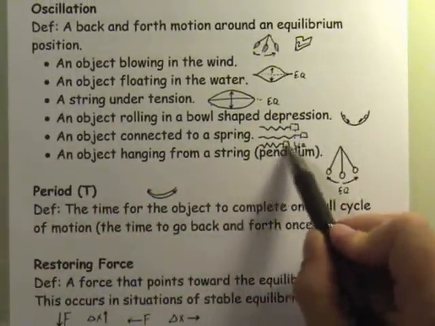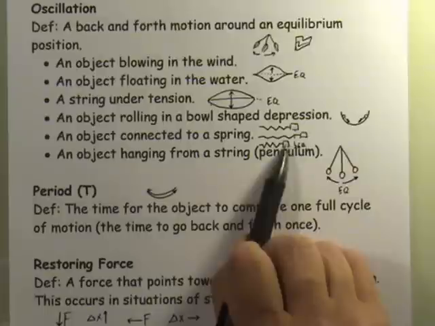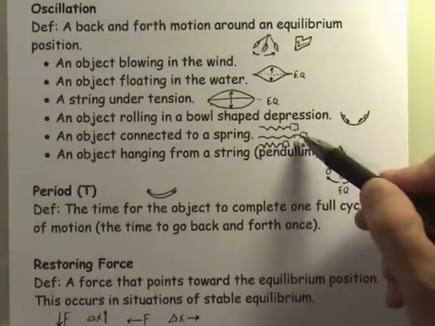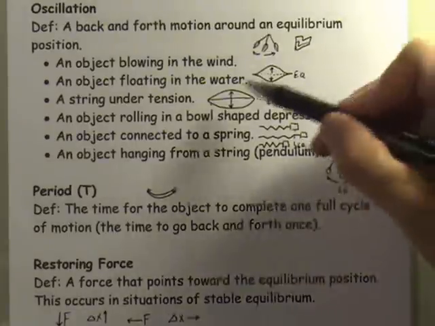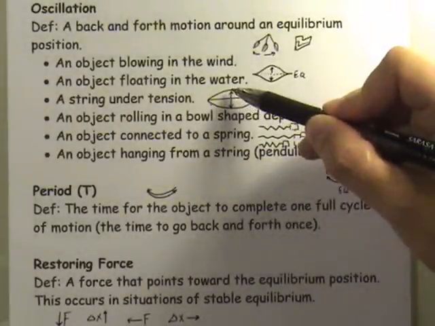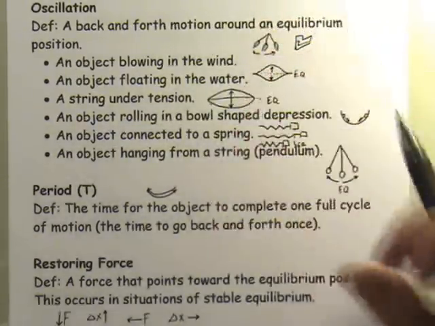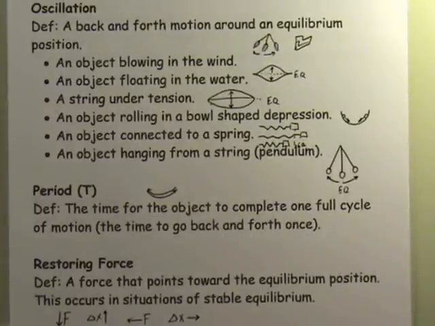So when the spring is compressed on this side, it pushes the mass back to the right. And when the spring is stretched, then it pulls back on the mass and brings it back towards the equilibrium position. Same thing with the string. We pull it up, the tension in the string pulls the string back down, always pulling it towards the equilibrium position. That's what we would call a restoring force.